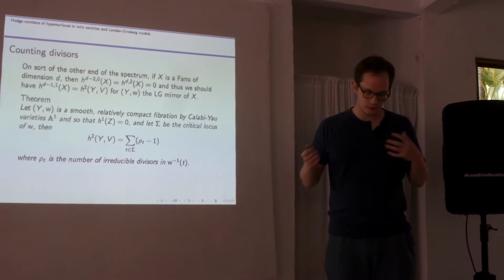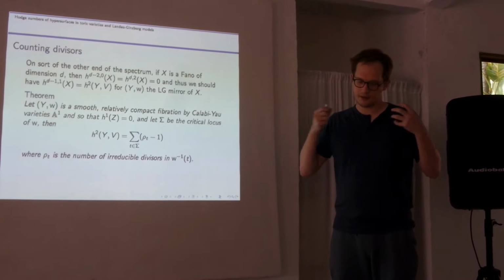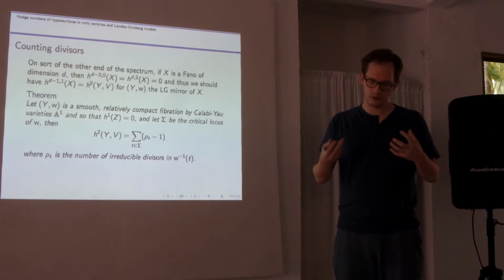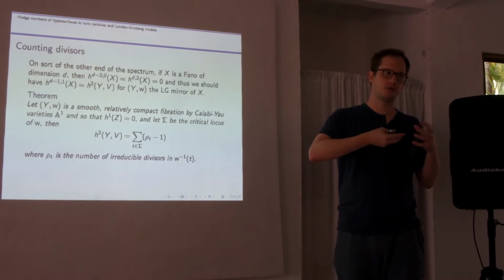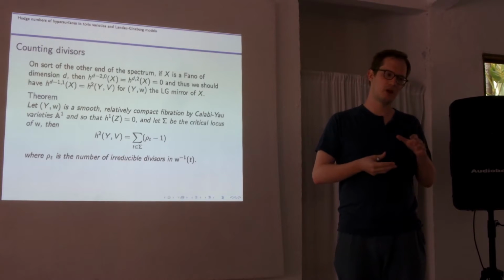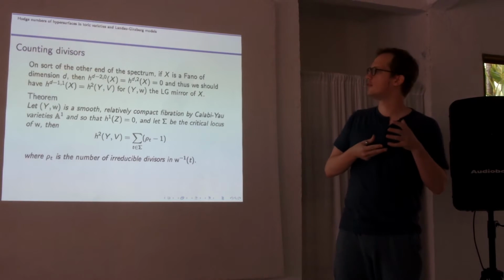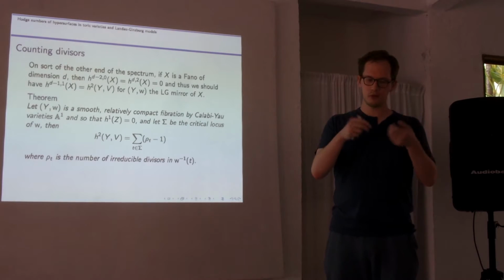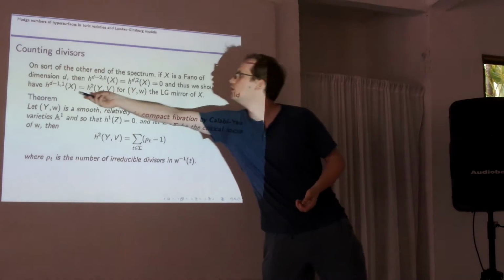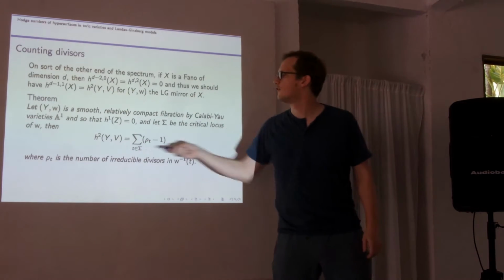Okay, so the idea now is to build Landau-Ginzburg models for specific Fano, or not quite Fano but almost Fano, varieties, compute this Hodge number here, and then relate it to this just by counting.